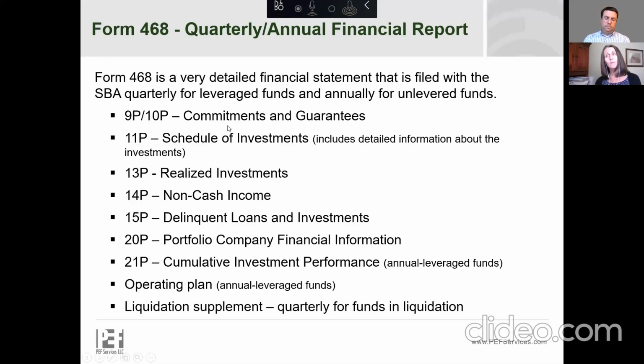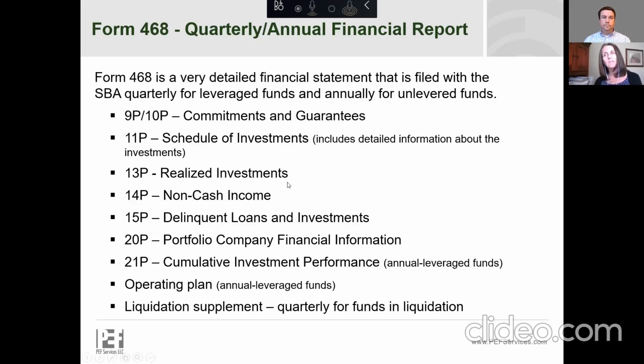But there is information on commitments and guarantees. So if there's any outstanding commitments to portfolio companies that the SBIC is obligated to fund at a future date, that'll be contained in the 468. Any guarantees that they've made to portfolio companies or to third parties on behalf of portfolio companies, that'll be included as well. I will go through the schedule of investments in detail because that probably has the most data points that would be useful to you in the 468.